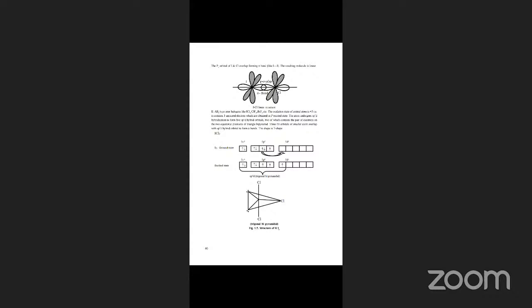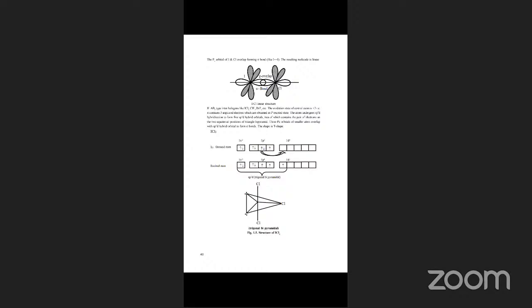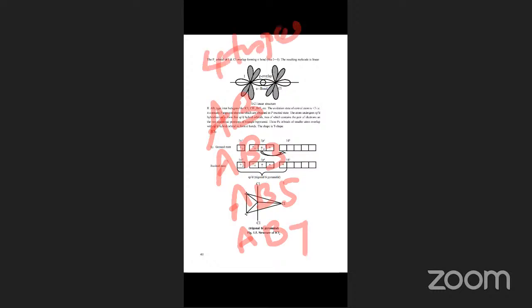These are 4 types: AB, AB3, AB5, and AB7. Interhalogens are classified as 4 types. The oxidation state of AB is +1, AB3 is +3, AB5 is +5, and AB7 is +7. AB is a linear structure, and AB3 is T shape.